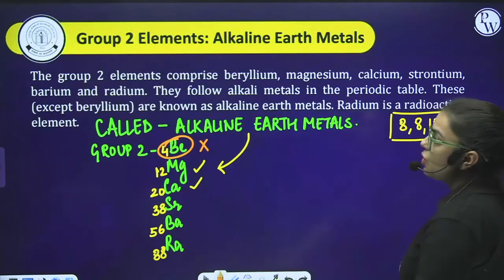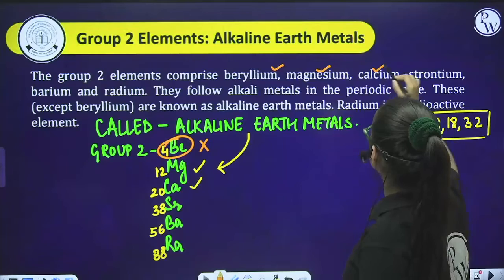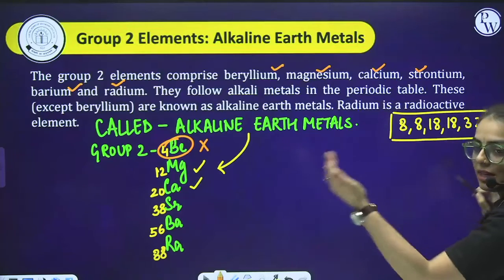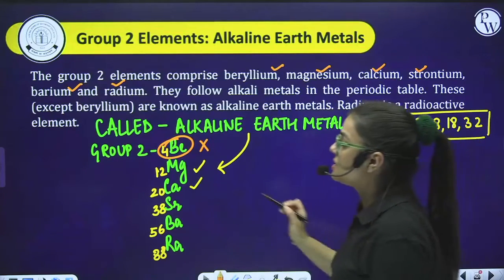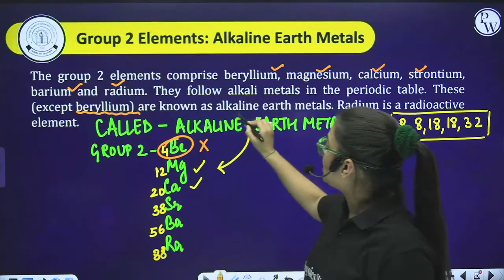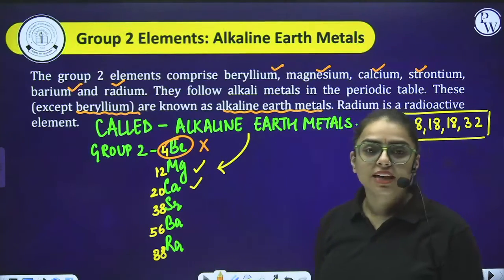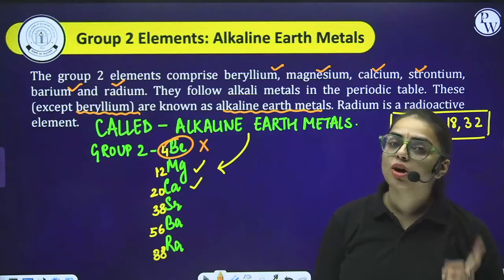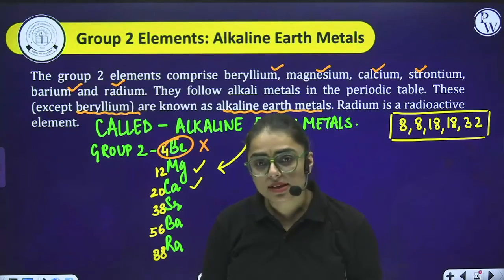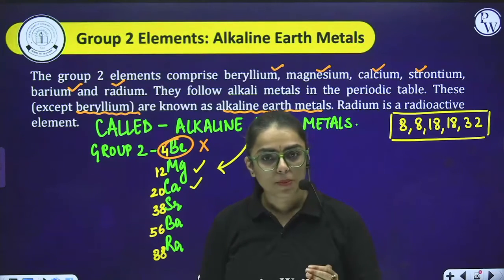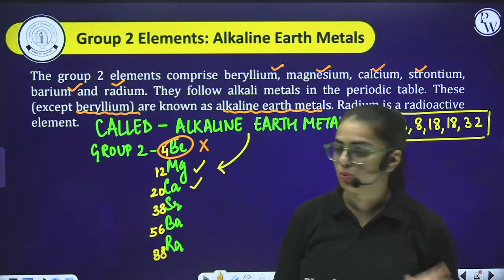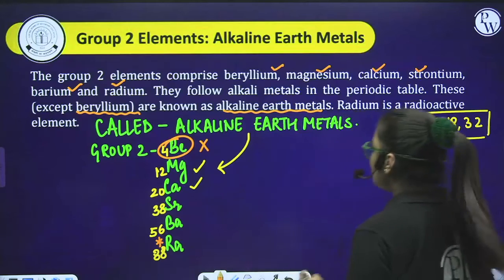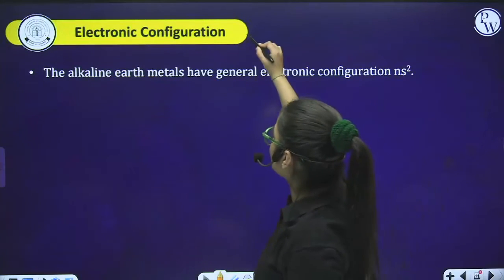So let's see. Basically, the group 2 elements comprise beryllium, magnesium, calcium, strontium, barium and radium. They follow alkali metals in the periodic table. After alkali metals, they are alkaline earth metals. These, except beryllium, are called alkaline earth metals, though beryllium has similar characteristics. Beryllium is not alkaline in nature, it is amphoteric in nature, but it is derived from the earth's crust, so it comes under the category of group number 2. It also exhibits similar properties with group number 2. Clear? Now one more thing, radium is a radioactive element, so you can put a star over here. Clear? Okay, now let's proceed to the next part, which is about electronic configuration.